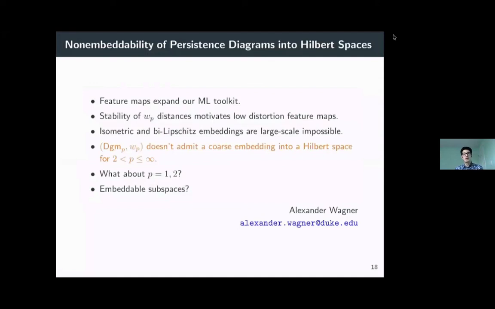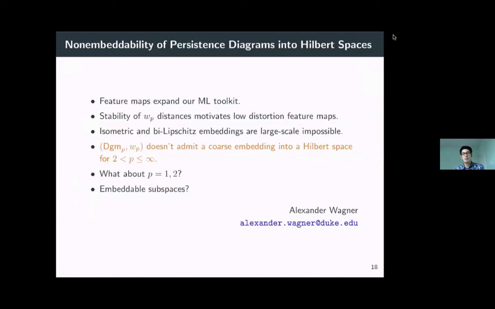Okay, so just a brief recap of what we talked about today. We like feature maps because they allow us to apply more algorithms. We like Wasserstein distances because they have stability, and putting those together, we now want feature maps that don't cause too much distortion. There's previous work that isometric and bilipschitz embeddings are impossible for the entire diagram space. What we talked about today is that when p is strictly larger than 2, you can't coarsely embed diagrams with the p Wasserstein metrics. Two future work questions that I'm interested in are, well, what about when p equals 1 and 2? When p equals 1 and 2, do you have a coarse embedding of this whole space?